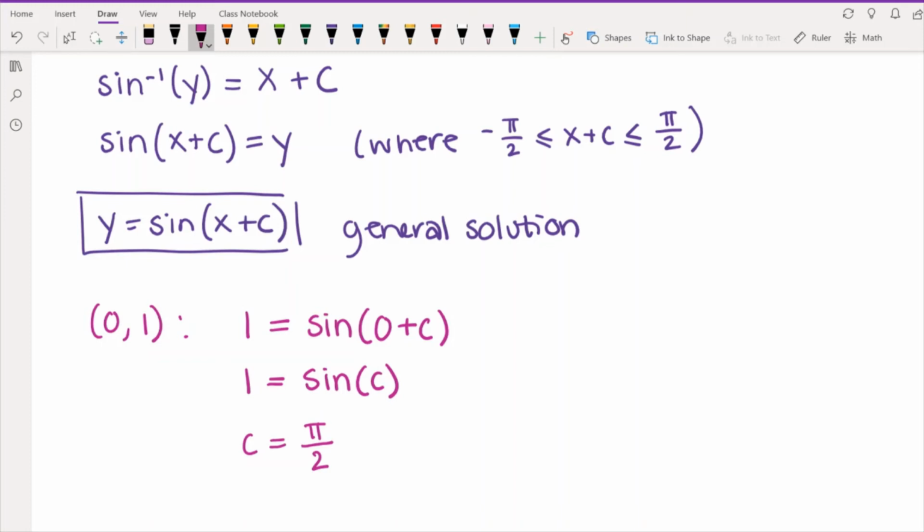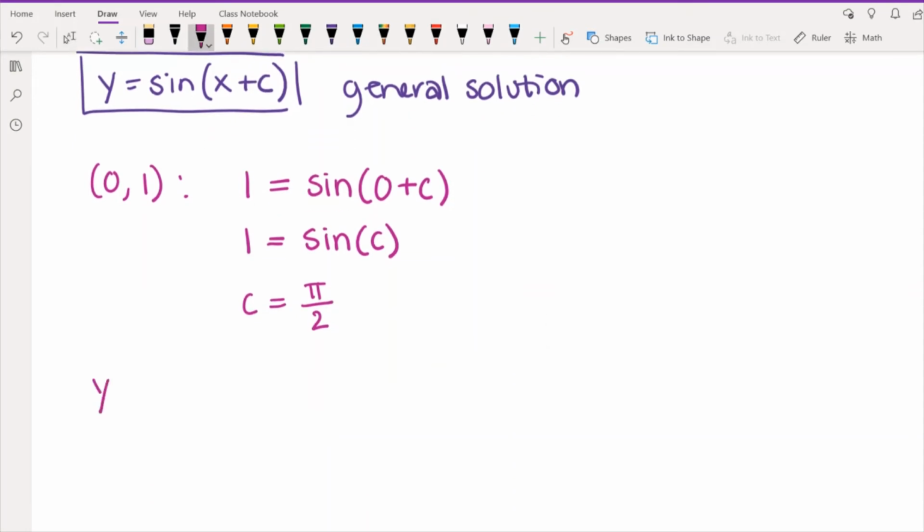Now, there are other angles such that sine is equal to 1, but remember that because of the restriction from inverse sine, x plus c is supposed to be between negative pi over 2 and pi over 2. So in this case, x is 0, and so 0 plus pi over 2 is less than or equal to pi over 2. Any other angle where sine is equal to 1 would fall outside of this range. So that's how we knew it was pi over 2 and not, for example, 5 pi over 2. So what is our particular solution? It's going to be y is equal to sine of x plus pi over 2.